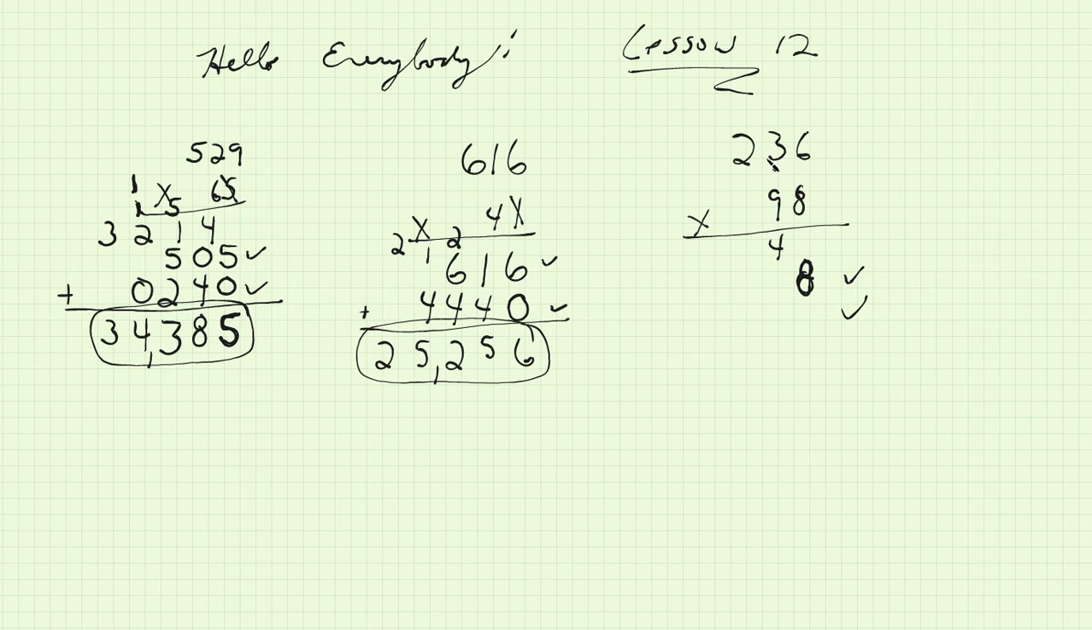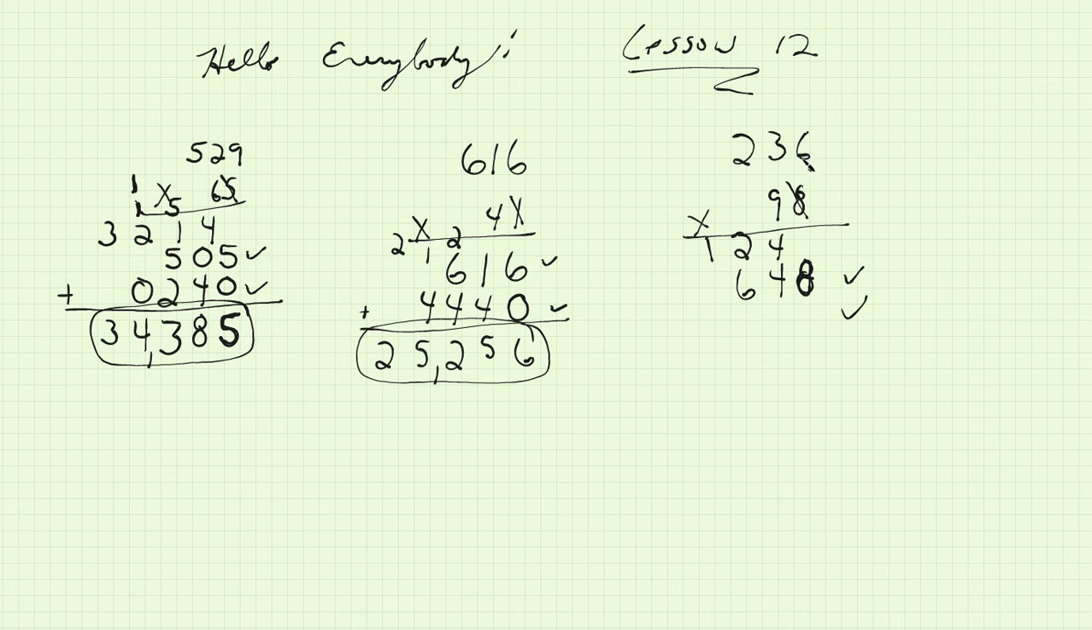Then 8 times 3, well, that's 16, isn't it? No, it's not, Mr. Sexton. 8 times 3 is 24, isn't it? Thank you for correcting me. It's always helpful. You got to keep an eye on me. Now, 8 times 2, that's 16. And I'm done with my 8.